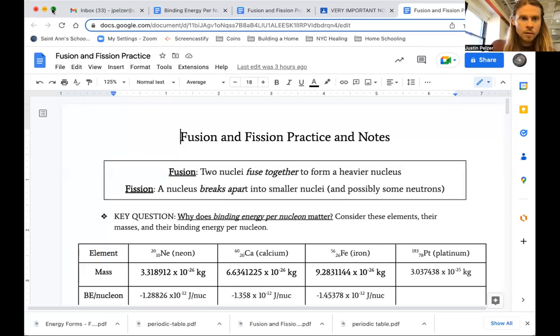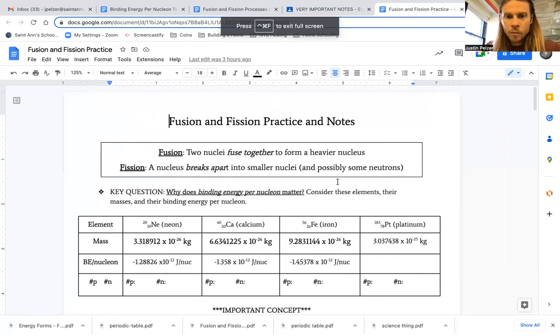Hello, everybody. This is a video of what we did in class today pertaining to fission, fusion, and binding energy per nucleon. So here's the worksheet we did.